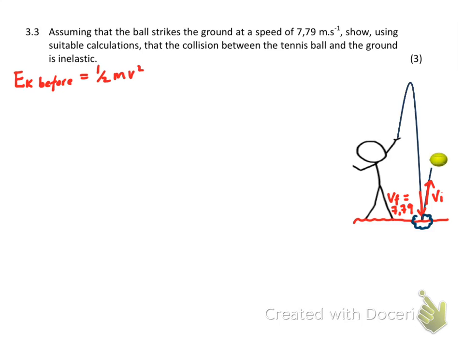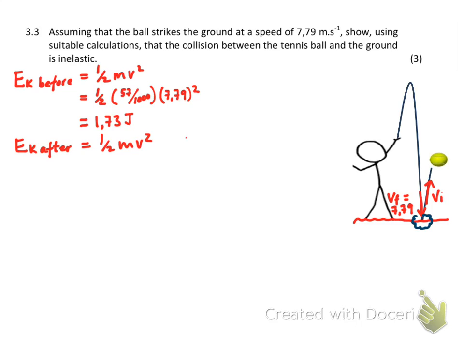So to do that, we have to calculate kinetic energy before. It's a half mv squared. Remember, the mass is 57 grams, so we have to divide it by 1,000 to get to kilograms, so 57 over 1,000. And our velocity just before impact is given as 7.79, so we square that. Remember that energy is a scalar, so we're not interested in direction. So the fact that it's minus 7.79 we will ignore. Of course, once you square it, that would disappear anyway. So that gives us a value of 1.73 joules for the kinetic energy of the ball before the collision.